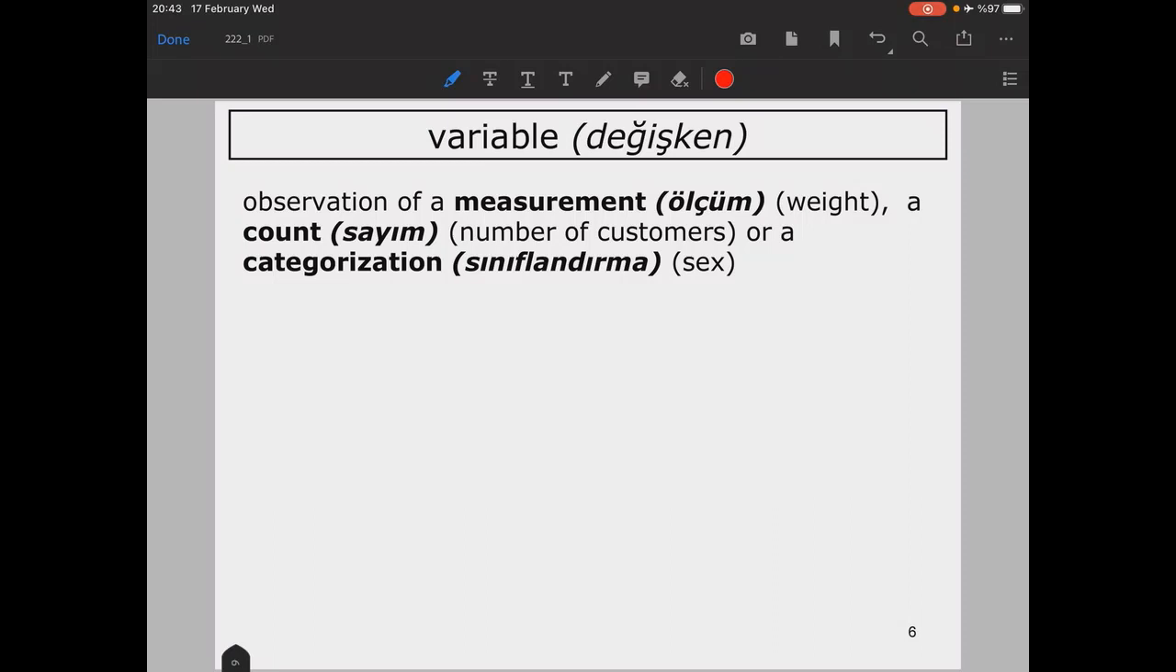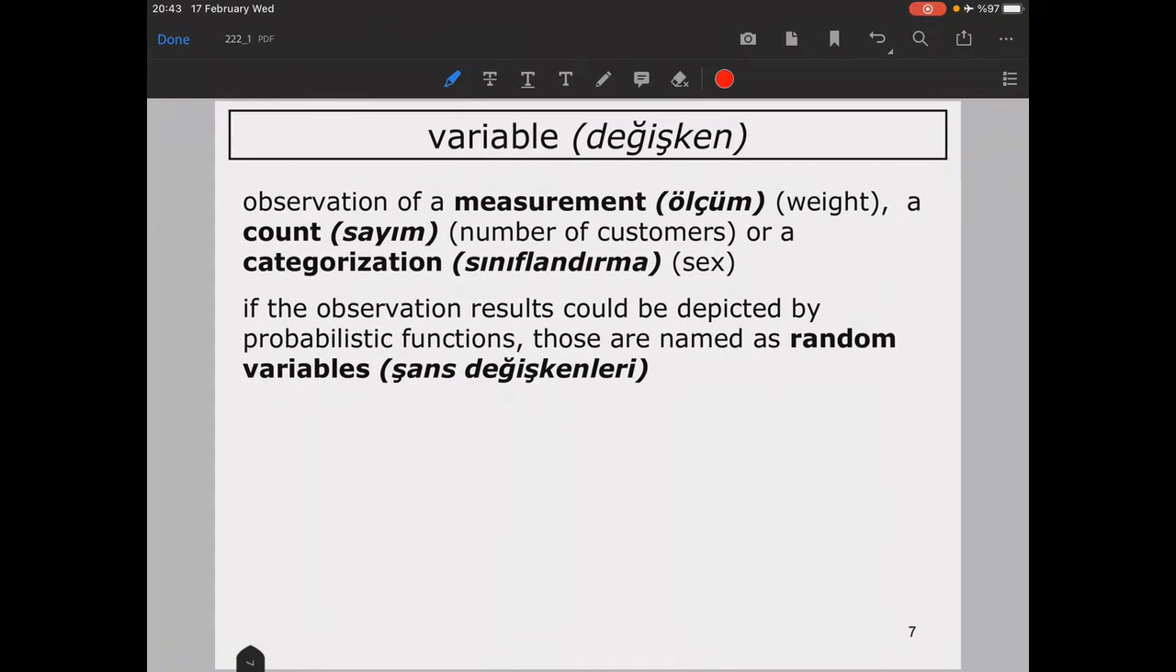Or a variable can be a categorization as well. Okay, this person is male and this person is female, for example. You categorize them based on their sex. Or maybe colors. Okay, this is a blue stone, this is a red stone, and another red stone, and a yellow stone, whatever. So we can have basically three types of variables, based on how we achieve those data. And if the observation results could be depicted by probabilistic functions as well, so maybe it can change over time in different domains, those are now named random variables because they can change. They're subject to change.